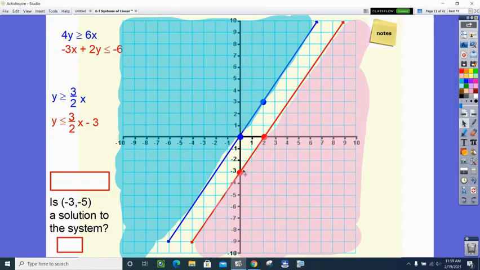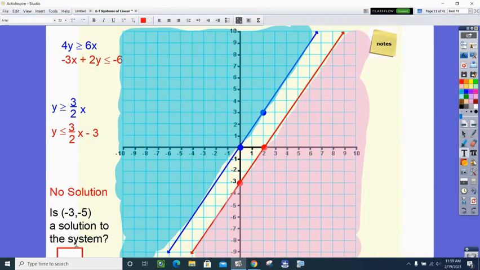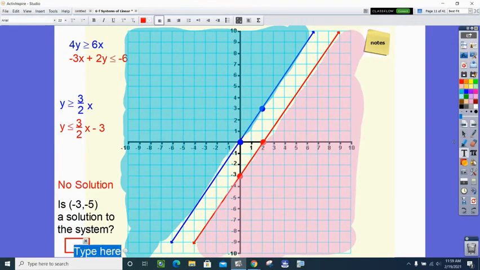The bottom line has a y-intercept of -3, up 3/2, also solid. I could put (0, 0) in that one. Is 0 less than or equal to -3 is a big no, so I shaded on the other side away from (0, 0). So if you notice here, there is no overlap, so this would be no solution. So is (-3, -5) a solution? The answer is no, because there aren't any solutions to this system. Whoops, let me just fix that again.